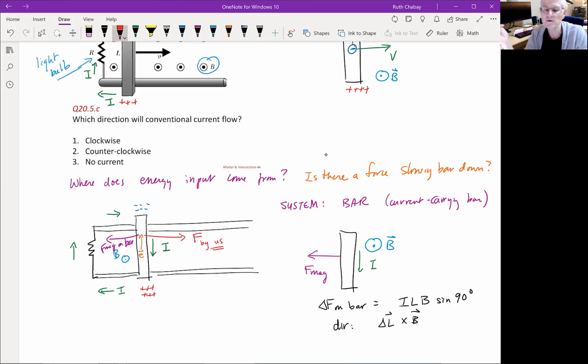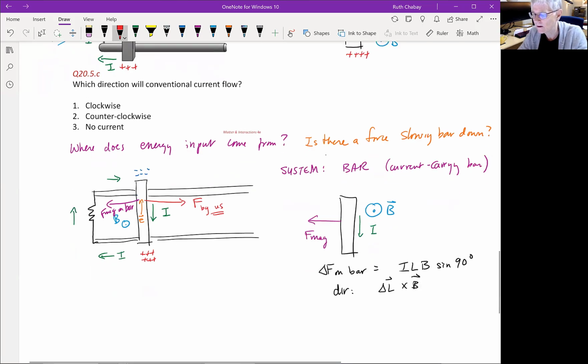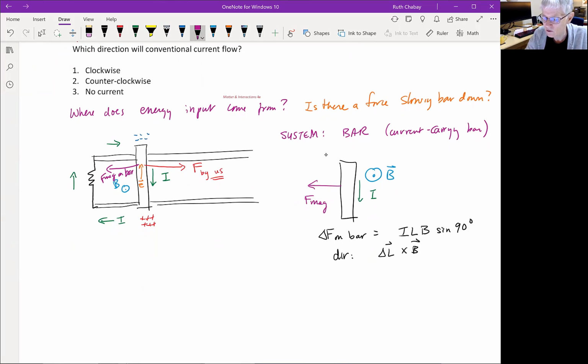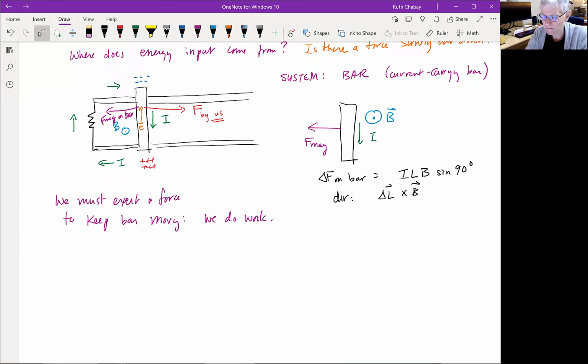So the energy input comes from whatever force we're using. We must exert a force to keep the bar moving. So we're doing work. So we could actually calculate the power. Power input is what is the work we do per unit time.